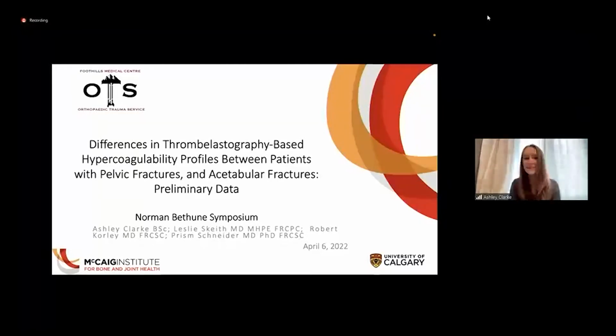I wanted to thank you for having me today to talk about my research. This is some of my preliminary data looking at the differences in hypercoagulability profiles between patients with pelvic fractures and patients with acetabular fractures.